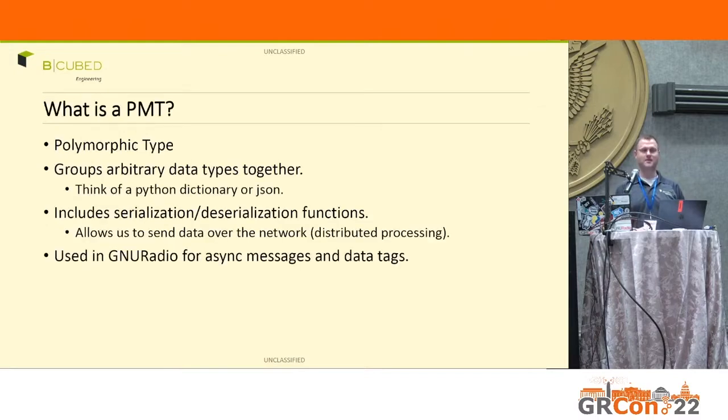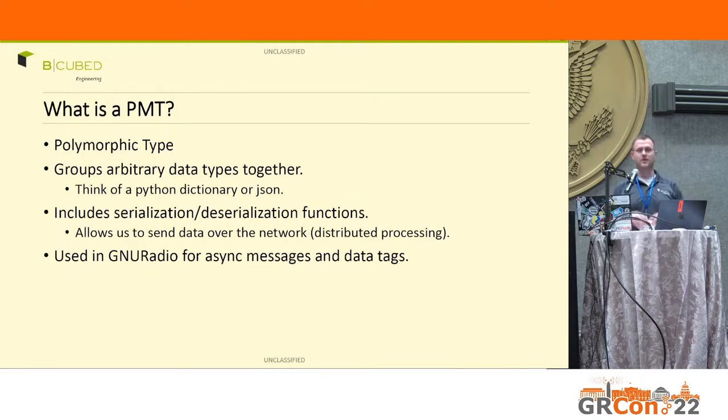So PMT is a super fancy acronym for a polymorphic type. I don't feel like that's the most meaningful term. I like to think of it as a Python dictionary in C++. Frequently we have data like a center frequency that's expressed in floating point, and then a burst index number that's an integer, and maybe a string description. We want to jam all these together, just like you can very easily do in Python, but not easily do in C++. And that's where the genesis of PMTs came from.